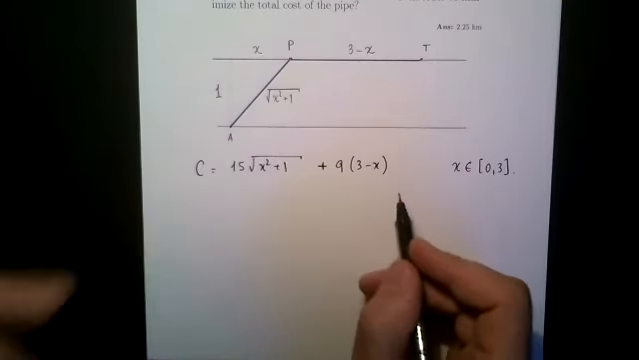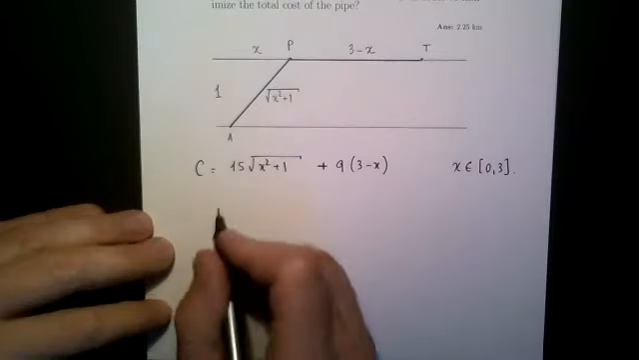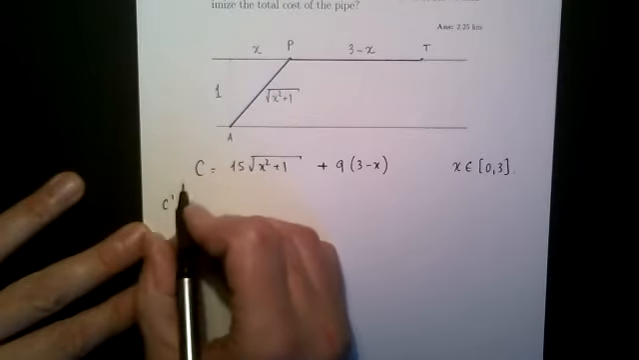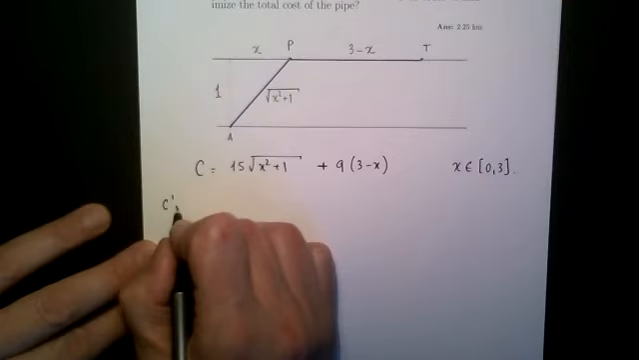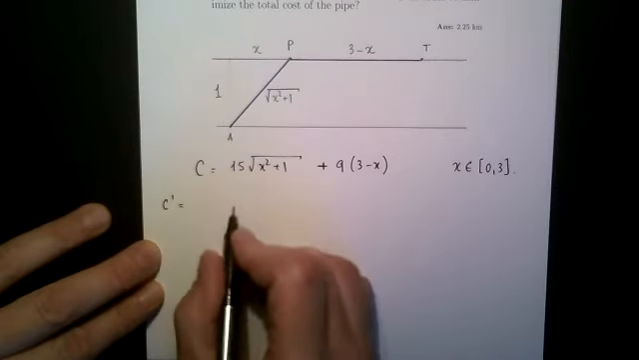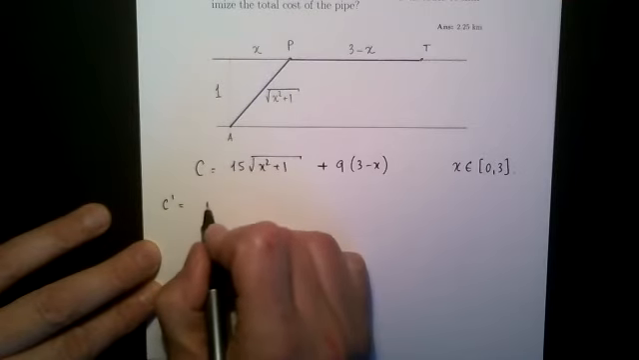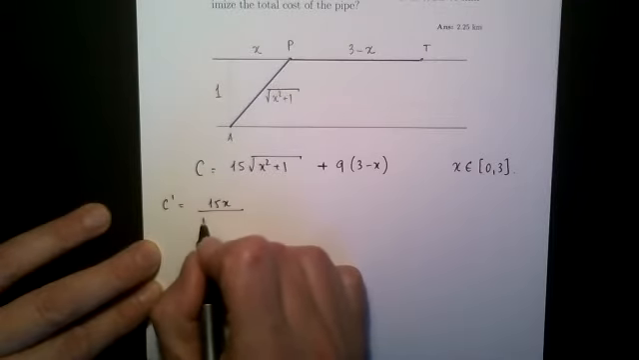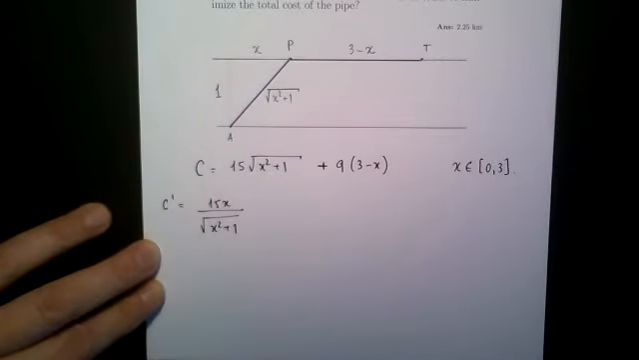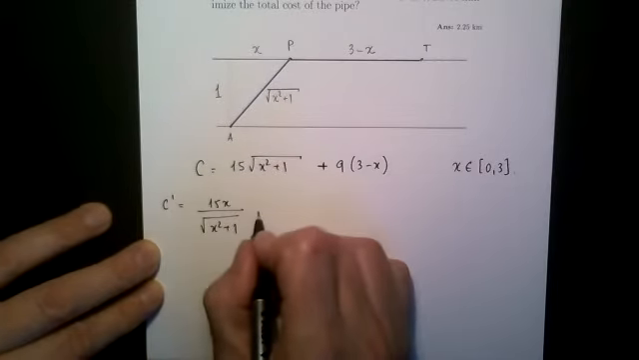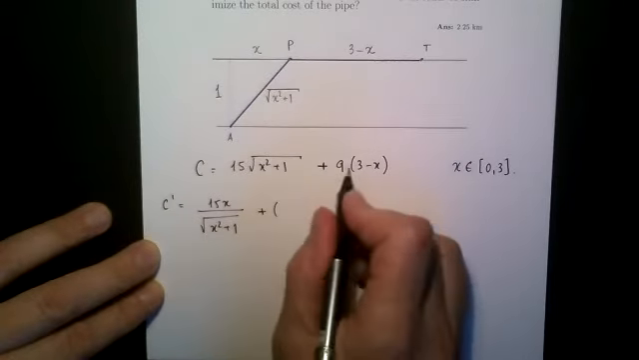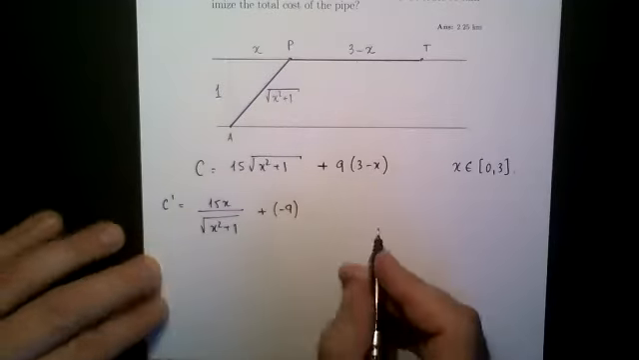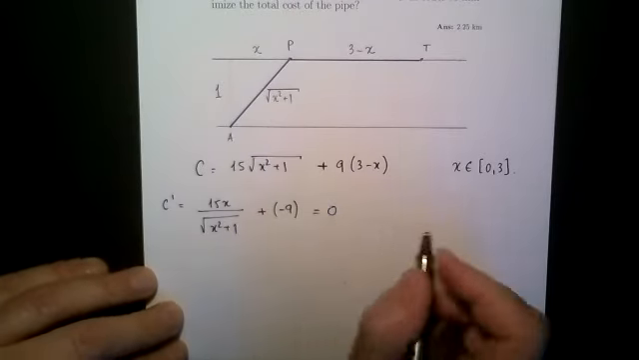Okay, so let's go. Let's find the critical numbers. So C prime is equal to the derivative here is going to be 15x over square root of x squared plus 1 plus, well, negative 9. Okay, so 9 times minus 1, and this has to equal 0.